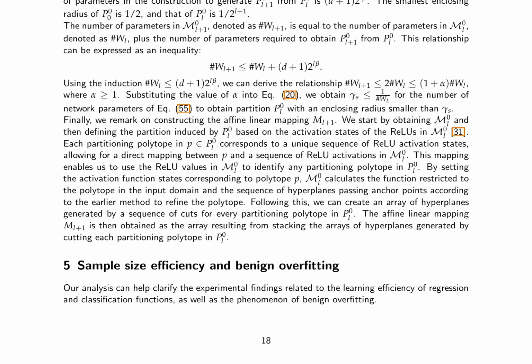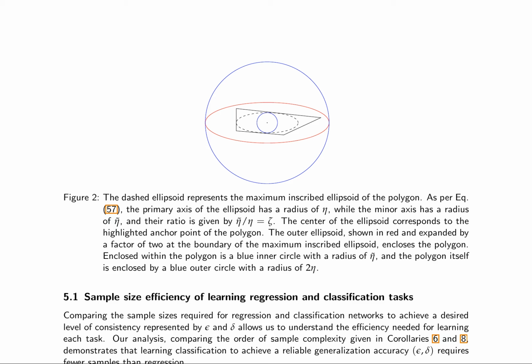The paper finally remarks on the construction of the affine linear mapping M_{L+1}, which is obtained by stacking the arrays of hyperplanes generated by cutting each partitioning polytope in P_0^L. The authors also discuss the implications of their analysis on sample size efficiency and benign overfitting in regression and classification functions. Here is a combined summary of pages 19 and 20 of the research paper.